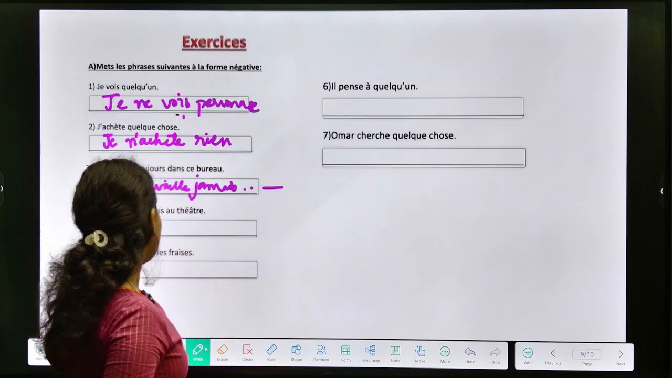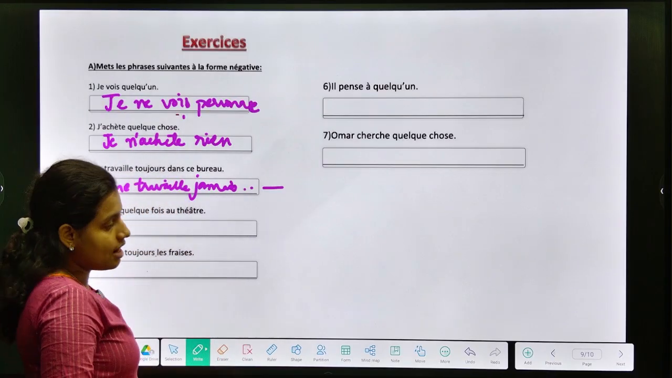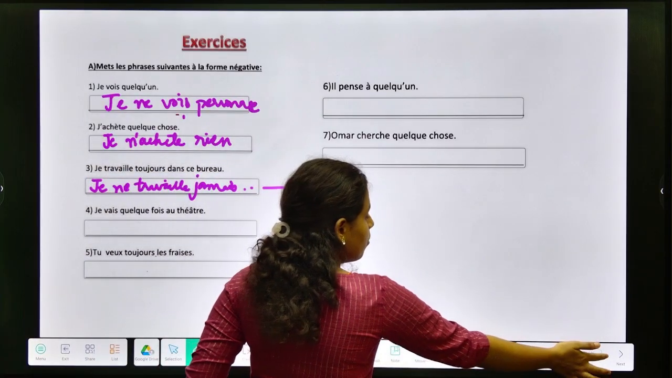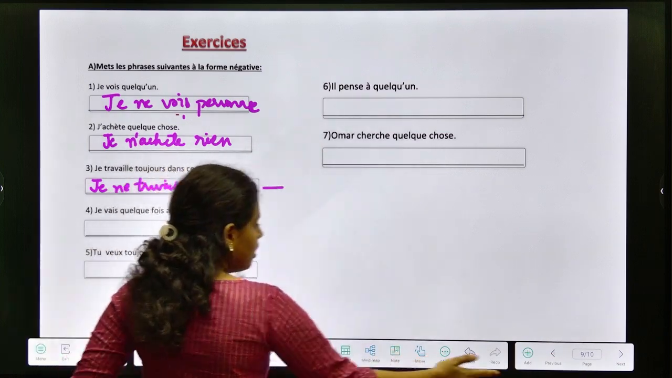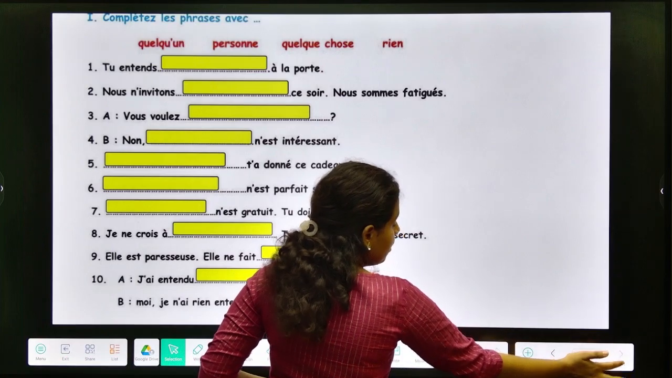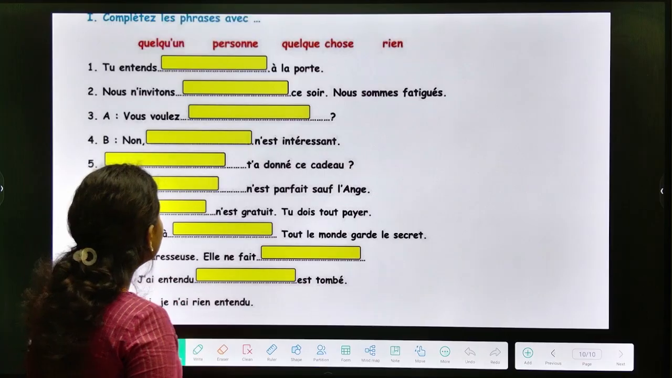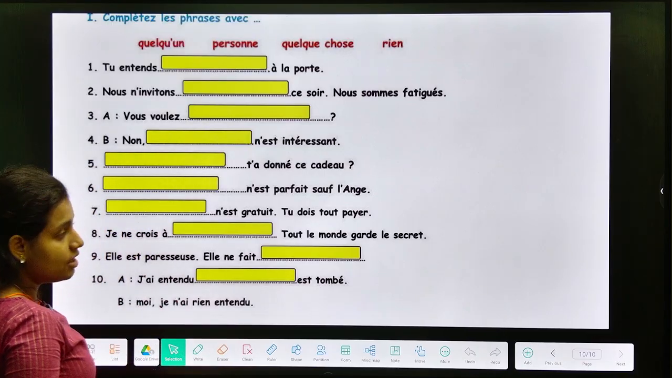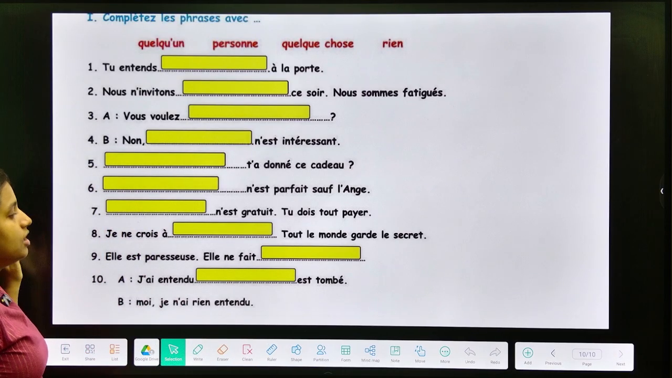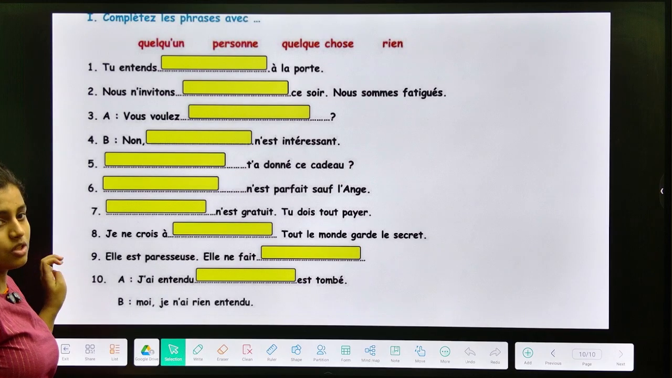So these last four questions, 4th, 5th, 6th and 7th, are your homework. You can post your answers in the comment section and I'll be pinning the answers there. And then again you have one more section in your PDF for your homework. You can take a screenshot of it and you can solve it.